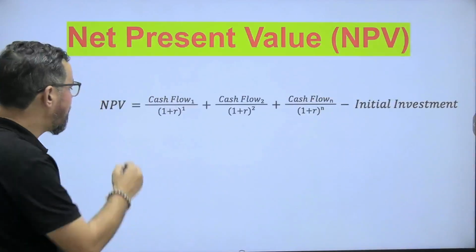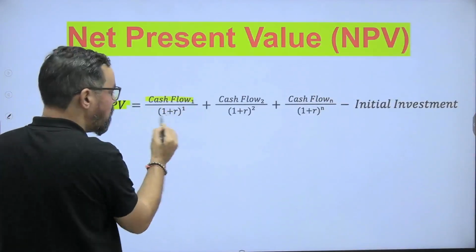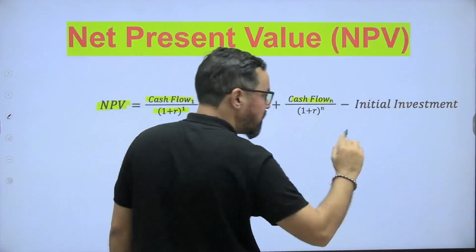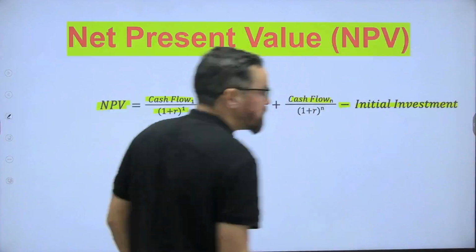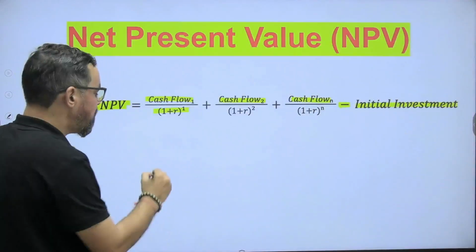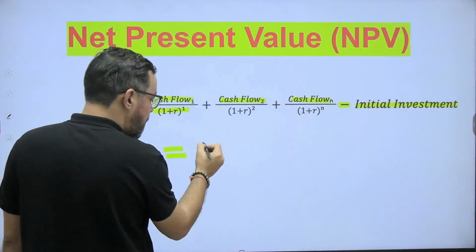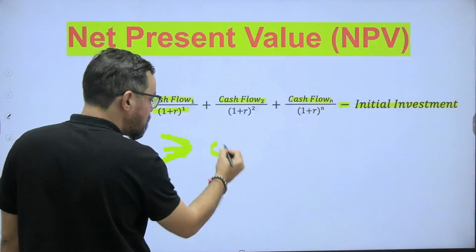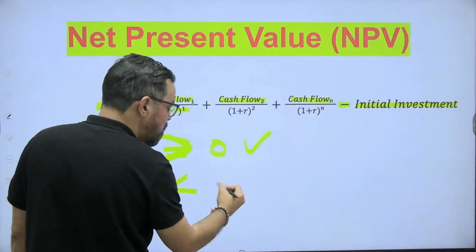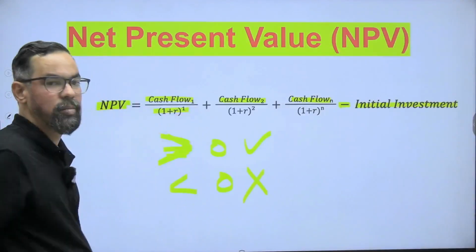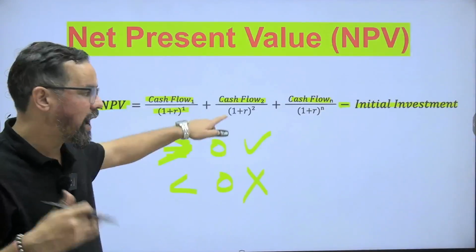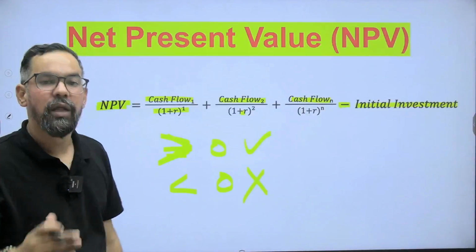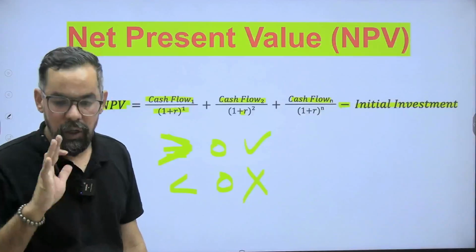NPV is equal to cash flow divided by 1 plus R, plus cash flow 2, 3, 4, 5, whatever it is, minus initial investment. And if your NPV is greater than 0, accept. If it is less than 0, reject. If it is positive, it means your inflows are higher than the initial outflow, so you should accept this one. But if it is lower, there is no point in investing in that particular project itself.